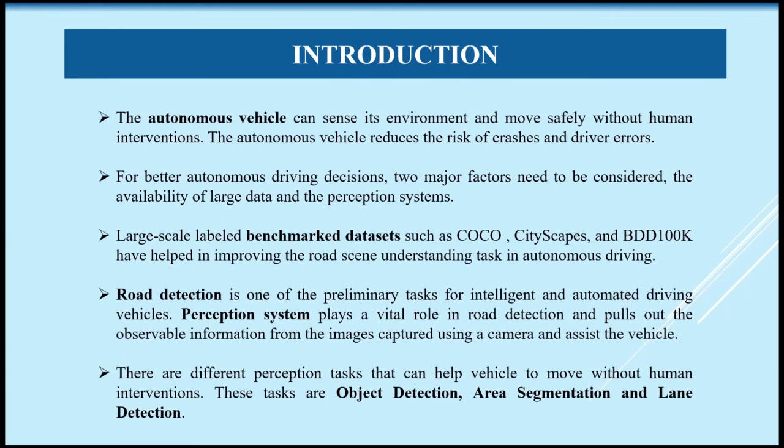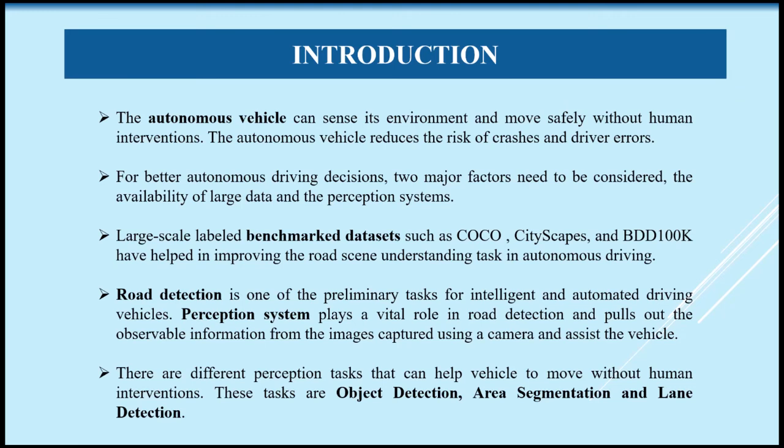So the use of these autonomous vehicles helps us to reduce the harm that is caused by impaired and drug drivers, high speed driving, and also the distractions caused by drivers. For better autonomous driving decisions, there are two major factors that need to be considered. One is the availability of data and another is the perception systems. These two factors help in ensuring the reliability and security of autonomous vehicles.